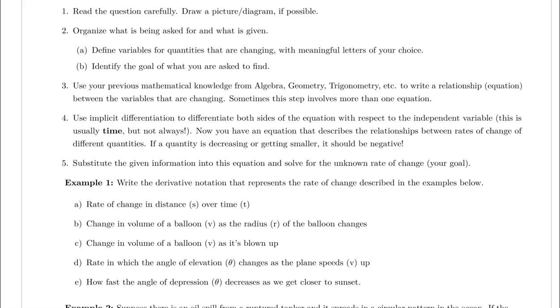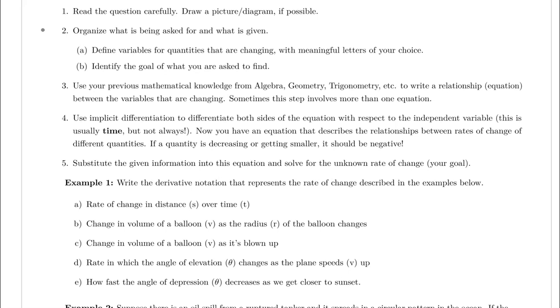1. Read the question carefully, draw a picture or diagram if possible. 2. Organize what is being asked for and what is given. Define variables for quantities that are changing with meaningful letters of your choice. Identify the goal of what you are asked to find. 3. Use your previous mathematical knowledge from algebra, geometry, trigonometry, etc. to write a relationship or equation between the variables that are changing. Sometimes this step involves more than one equation.